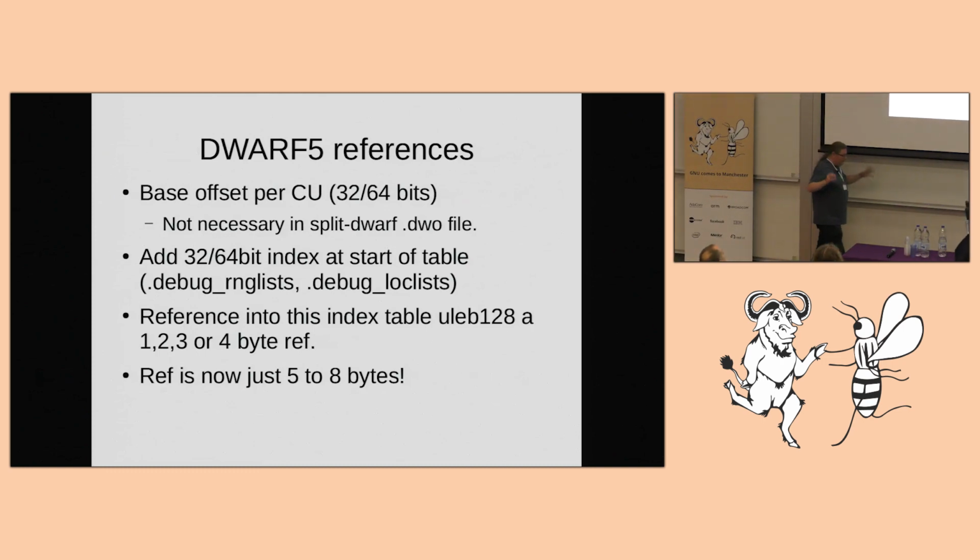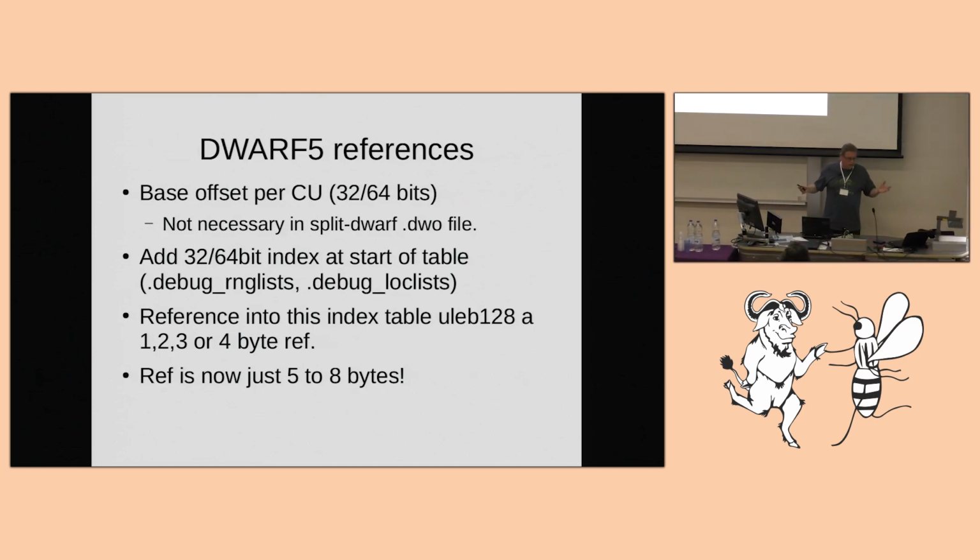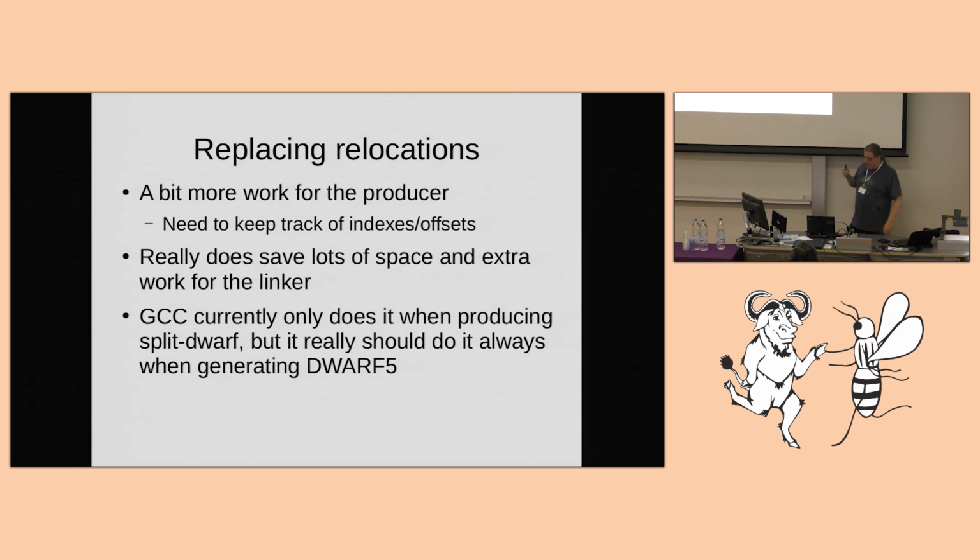So replacing the relocations is really nice. It is a bit more work for the producer because it has to keep track of all the indexes and offsets. But it does really save a lot of space, and there's a lot less work to do for the linker. Interestingly enough, since this work was originally done for split-dwarf, GCC currently only does it when it generates split-dwarf.